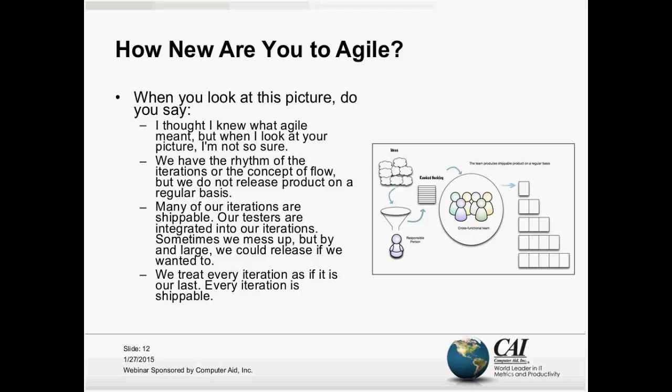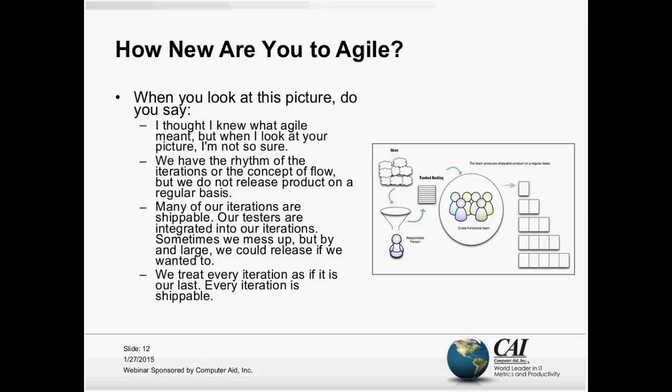And my question to you is, when you look at this picture, do you say, I don't know, that's not quite what we're doing, right? That's the first option. I thought I knew what Agile meant, but when I look at your picture, I'm not so sure. Or are you in the second bullet, where we have the rhythm of the iterations or the concept of flow, but we don't actually get to this releasable product on a regular basis?